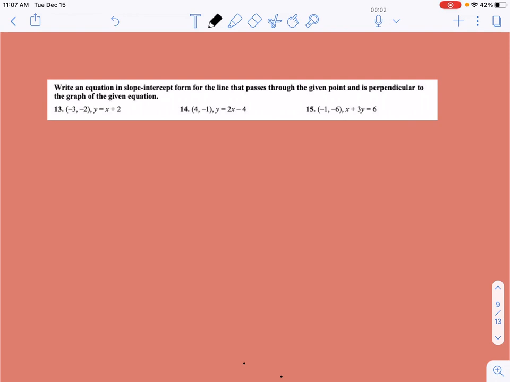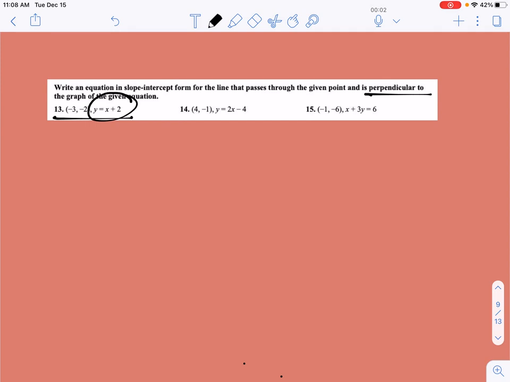All right, so let's look at some basic problems and how this looks. I apologize about this being small, but we're going to start with number 13 here. First we have to figure out the slope of this line. Again, we're writing an equation in slope-intercept form for the line that passes through the given point and is perpendicular to the graph of the given line. If it's perpendicular, that's where we want to find that slope.